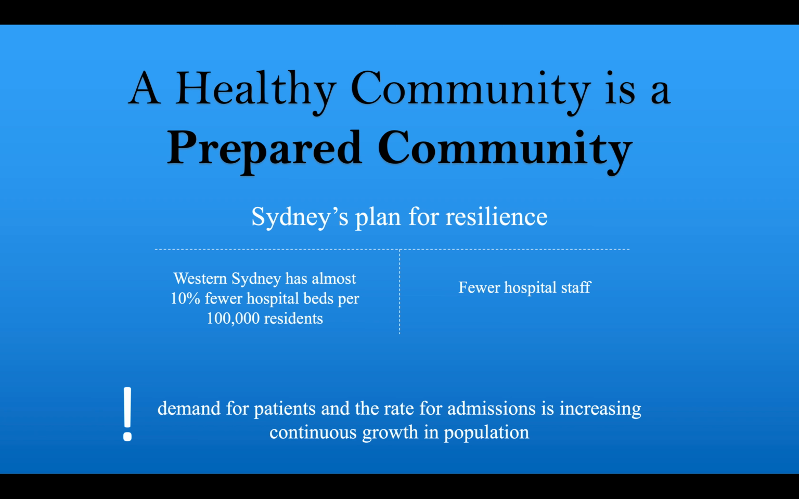In CNA's plan for resilience, it mentions that health services, particularly in Western Sydney, have almost 10% fewer hospital beds per 100,000 residents compared with others. It also has fewer boards to staff. However, since the demand for patients and the rate of admissions are increasing, attending to enough health service is a challenging priority.